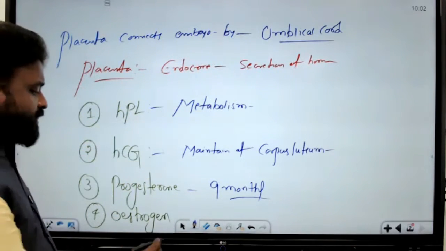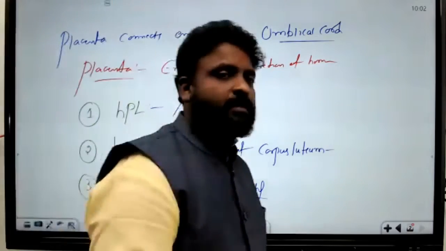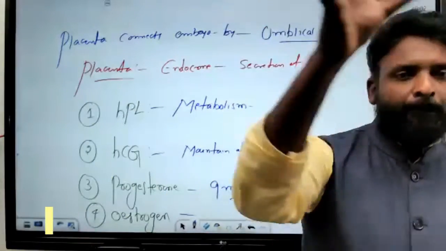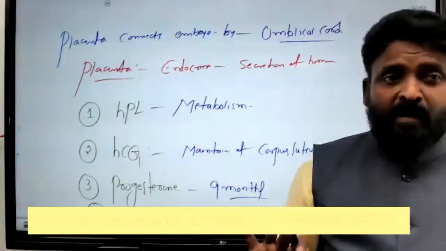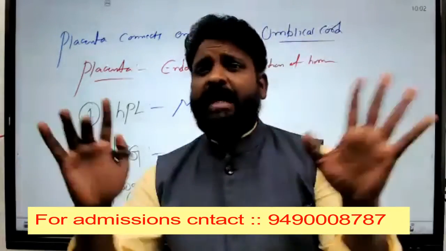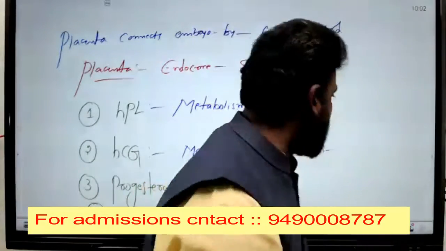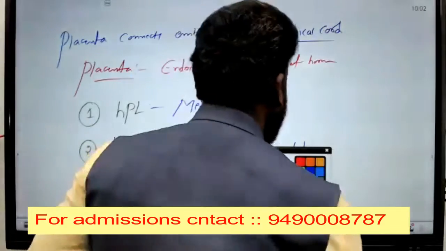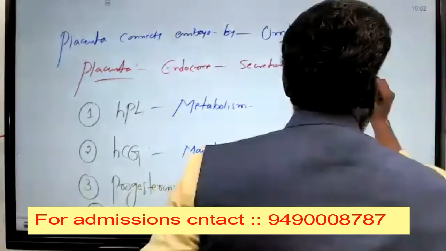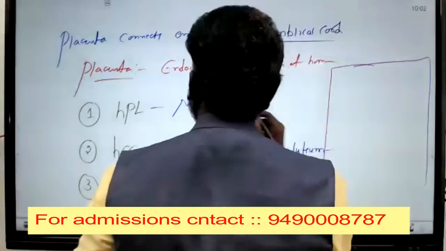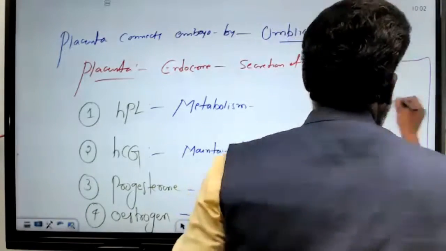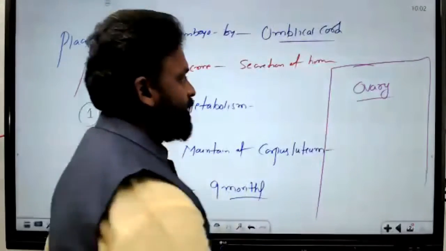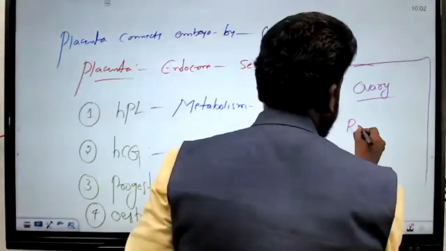Correct? At last, estrogen, you know very well, which helps in preparation of mammary glands. Got it? It's about the part of placental hormones. And they are giving another hormone. What was that? Relaxin, right? That is a very special part, and it is not from the placenta, it's from the ovary. Ovarian hormone called what? Relaxin.